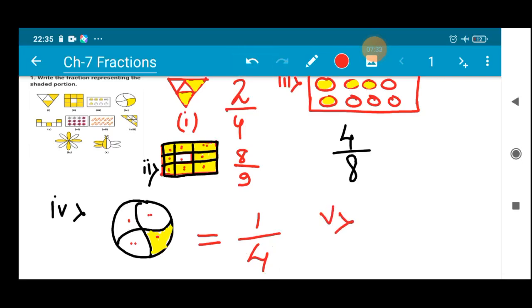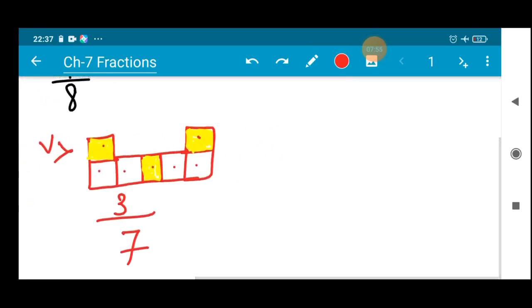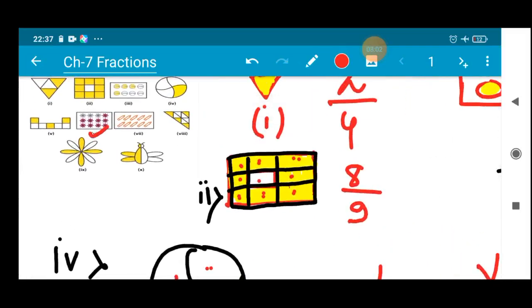Okay, let's do number 5 also. So here we have part 5. You can see easily that 1, 2, 3, 4, 5, 6, 7. Total 7 parts are there, and out of 7, 3 parts are colored with the yellow region, or the 3 parts are the shaded region. So the fraction here will be 3 by 7. Okay, number 6, you are going to do it yourself. Number 7 also you'll do it yourself. Number 8, I am skipping, doing directly number 9 and 10.